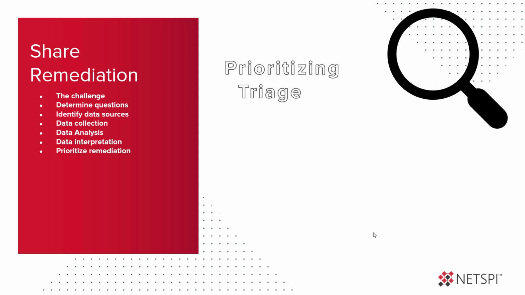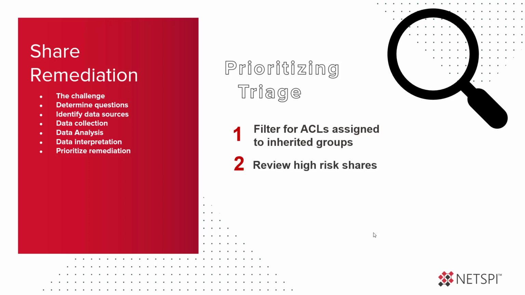When you get to prioritizing triage of these items, the first thing I recommend, even though every environment's going to be a little bit different, is filtering for ACLs that are assigned to inherited groups, right? Those are those high-risk, low-hanging fruit things we saw earlier: the built-in users group, everyone, domain users, etc. The next one is filter those for high-risk shares, because those are where blood is in the water, right? That's where an attacker can easily get access and turn initial share access into command execution and potentially data access.